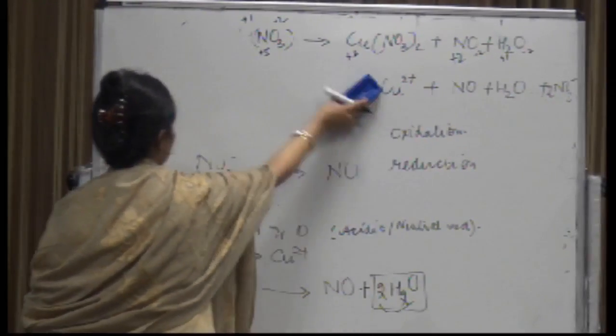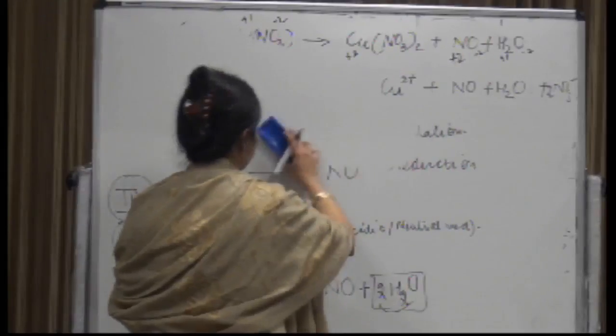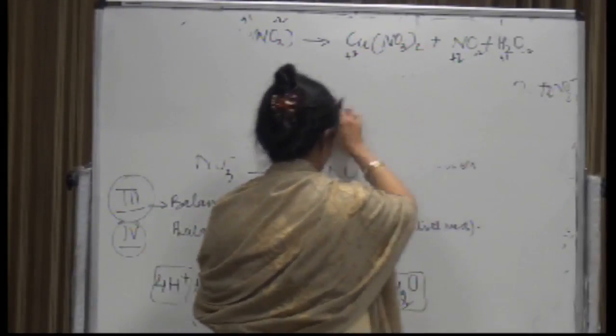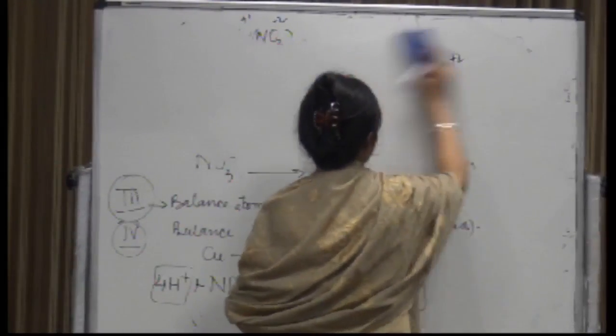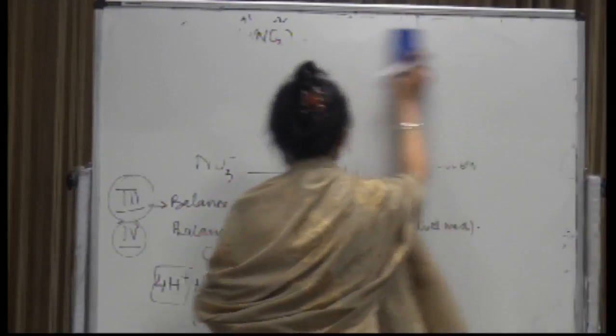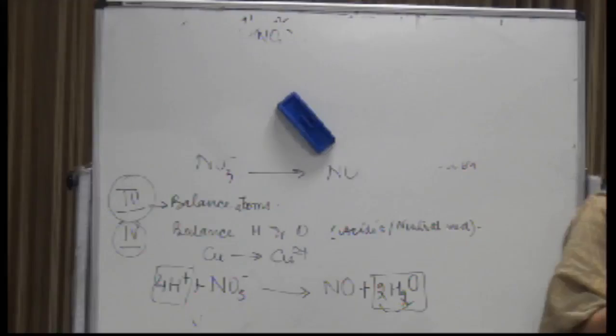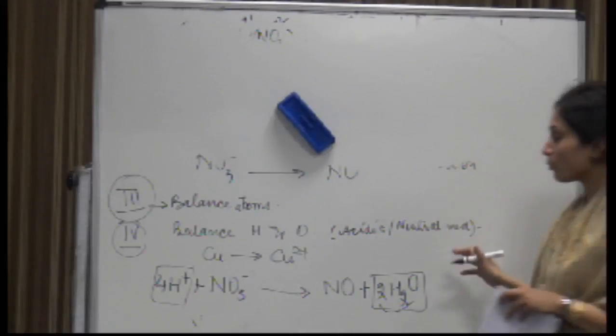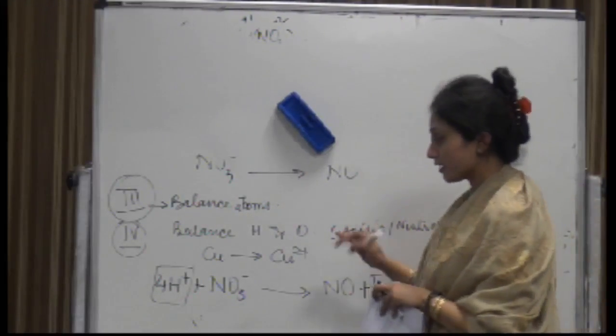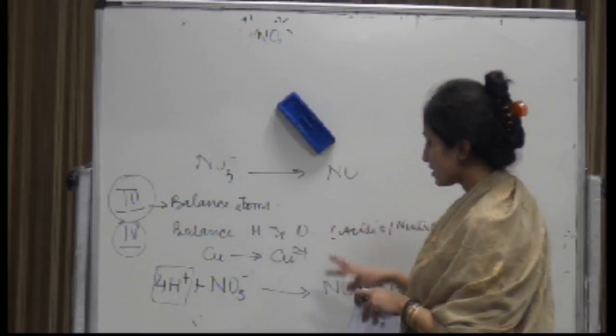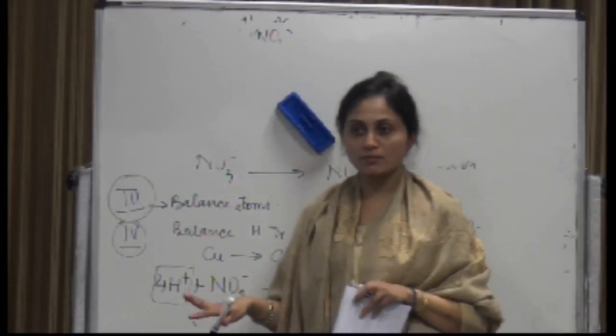For the alkaline medium, for each excess of oxygen add one water molecule to the same side, and OH minus to the other side to balance H. We'll take up more examples to make you understand. I repeat it again. Here, I've done it using the acidic medium, so I'm sticking to it.